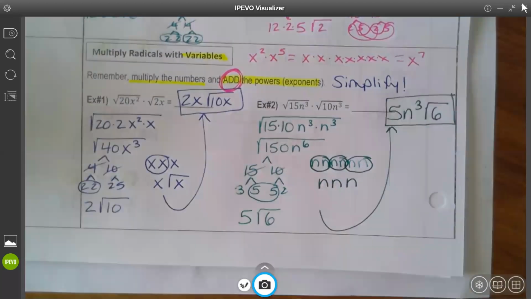That's it for today. Adding and subtracting means that you need to find the same roots in order to add or subtract them. And then in multiplying, all you have to do is have the same index, and then you can multiply whatever you want. Multiplying outside numbers together, multiplying inside numbers together.